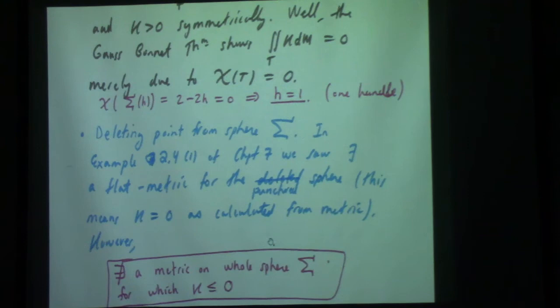That one point we're deleting, we can delete one point on the sphere and make the curvature zero for the deleted sphere. But that's not the sphere. Sphere and deleted sphere are different topologically. Well, that makes sense. Topology doesn't care about curve versus corner, but it does care about a point being removed.